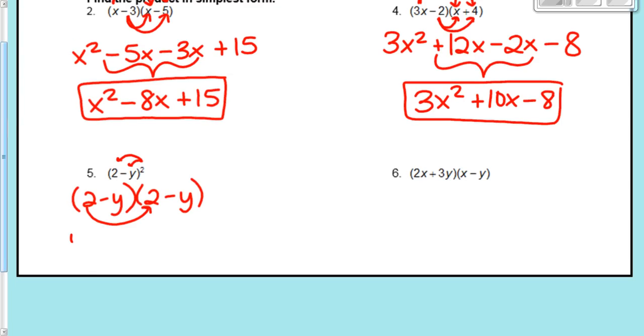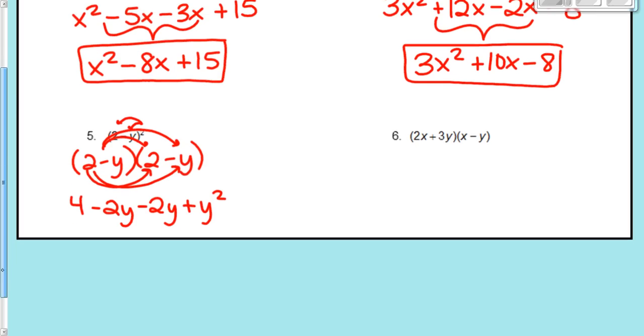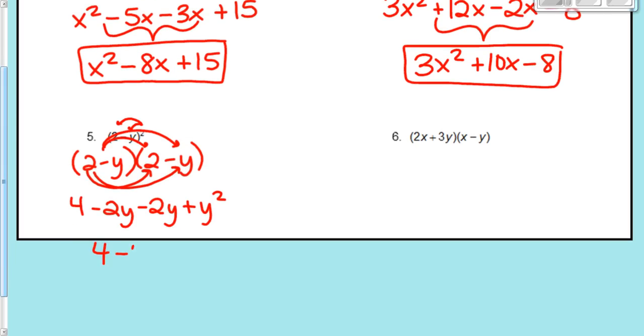2 times 2 is 4. 2 times negative y is negative 2y. I'm going to do my negative y. Negative y times 2 is again negative 2y. Negative y times negative y is positive y squared. So if I combine all that, I'm going to have 4 minus 4y plus y squared.